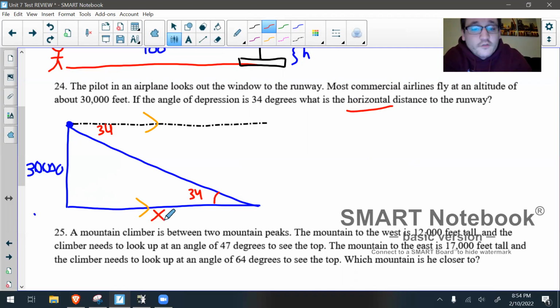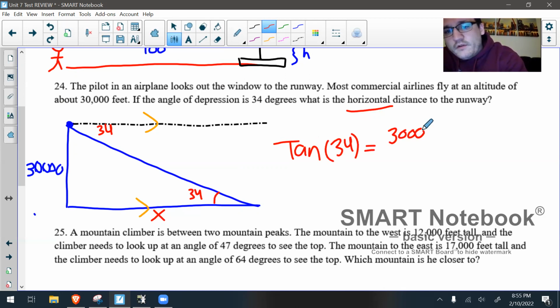All right, so this is just another tangent problem. So the tangent with the opposite and the adjacent. So the tangent of 34 is 30,000, opposite, over the adjacent. All right, so do a little bit of algebra. I'll leave that part to you, and we're going to get x equals 30k over the tangent of 34.